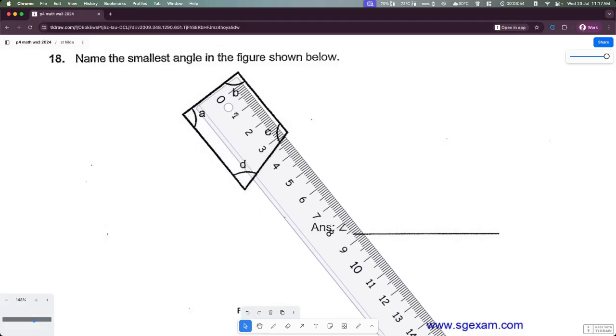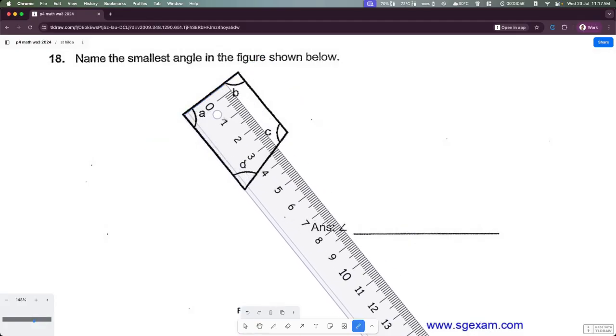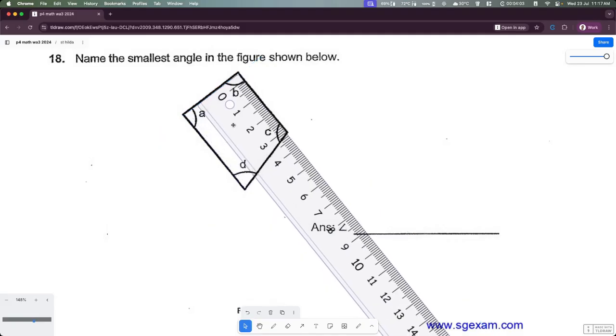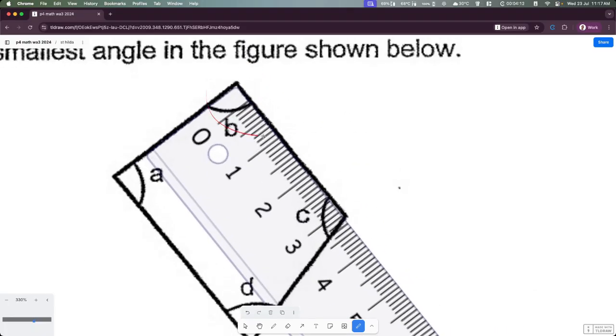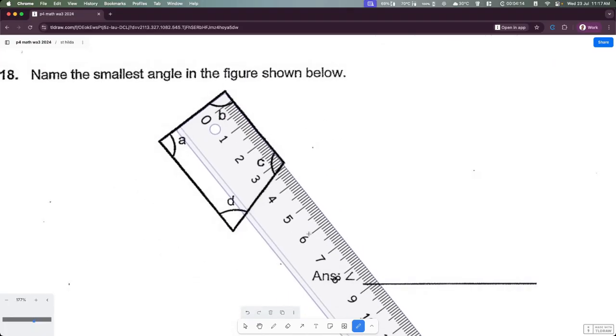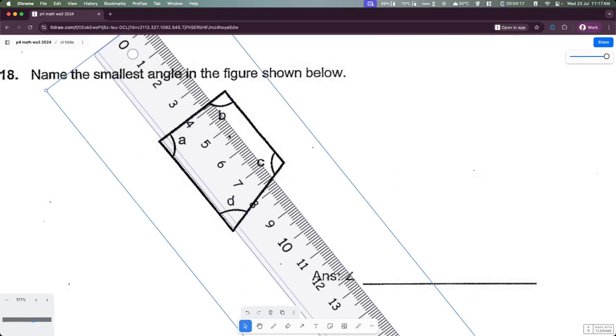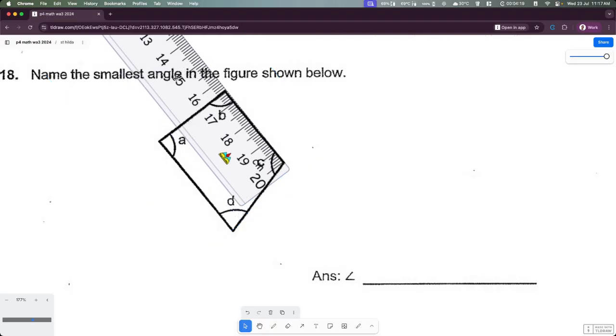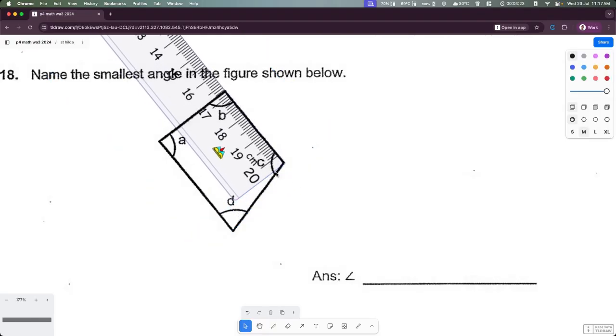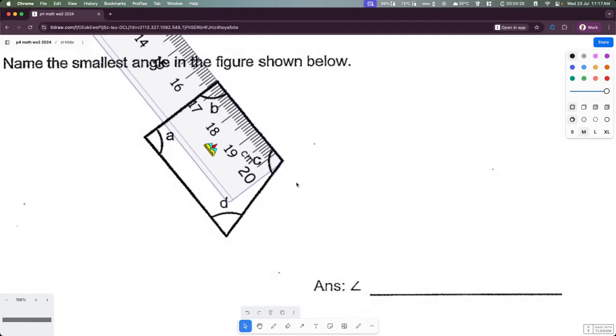So what you can do is that let's measure A over here, right? So you can see A is roughly around 90 degrees. Okay, that's what you see over here. And then if you were to move to B, B is also roughly around 90 degrees as well. Okay, because they are perpendicular or around the same side as the ruler itself. Okay, let's then move this ruler to angle C. So let's put it over here. So it's roughly more than 90 degrees. So definitely this is not the smallest.